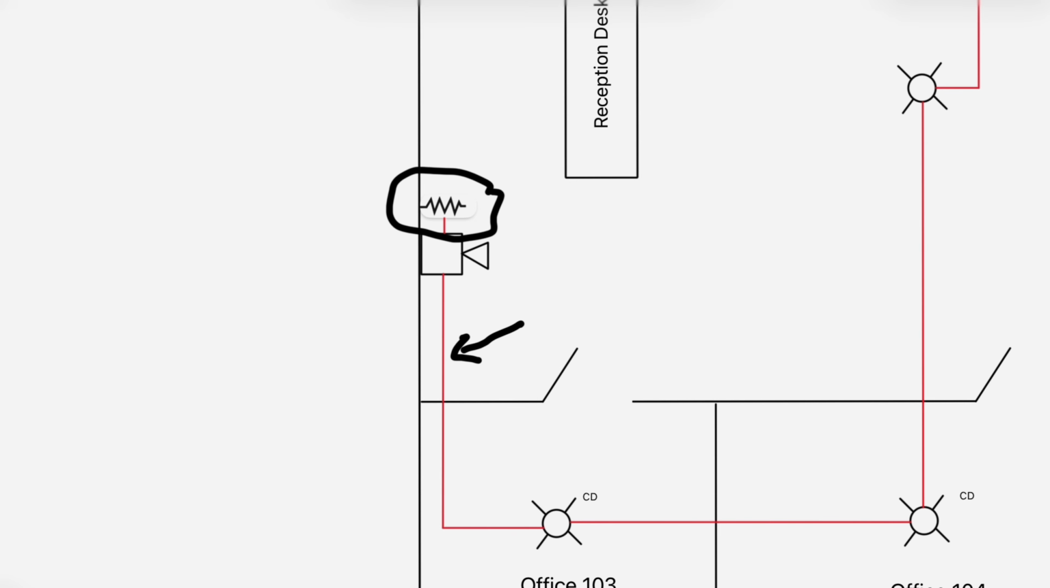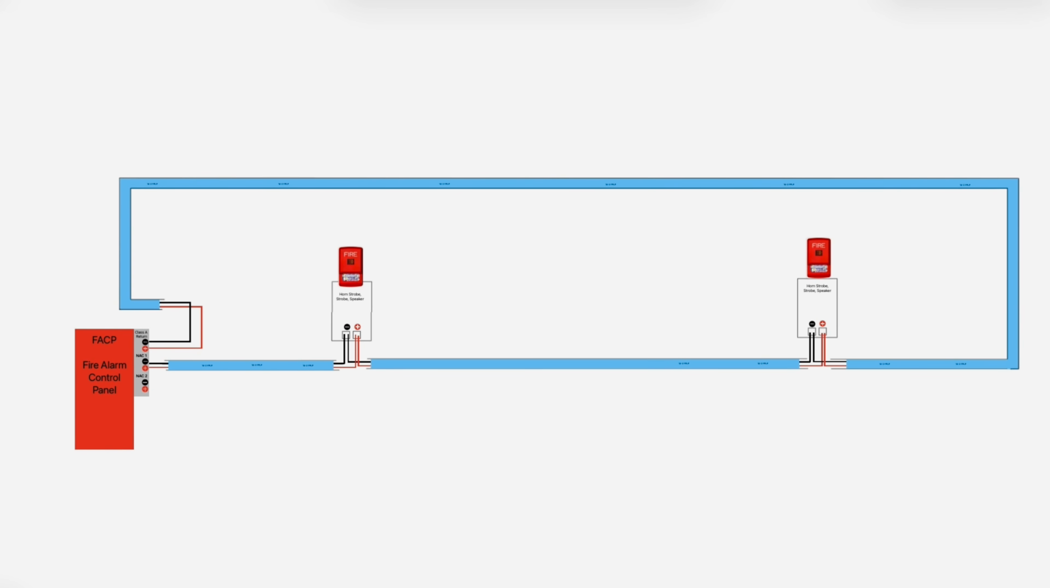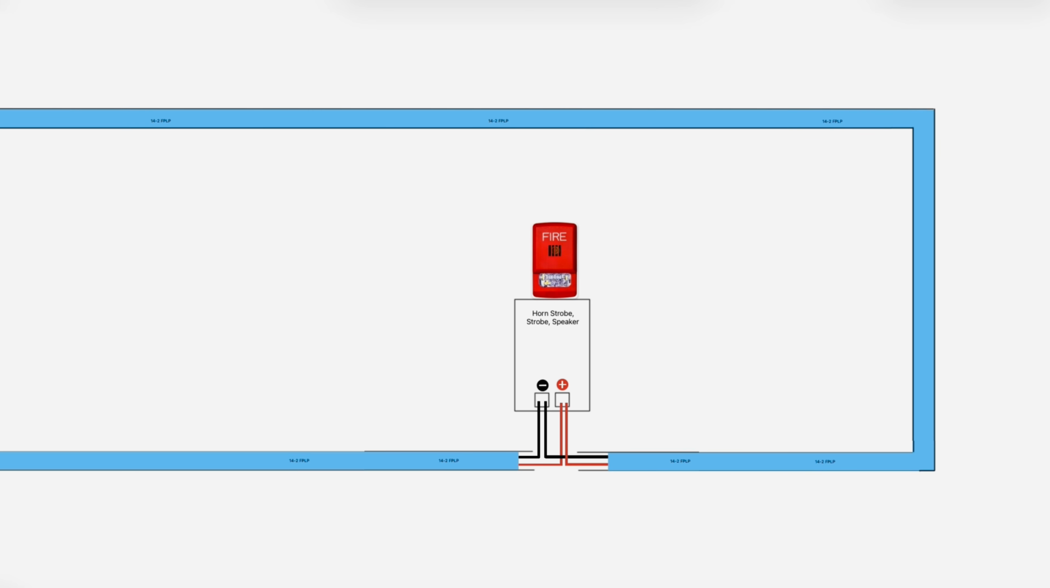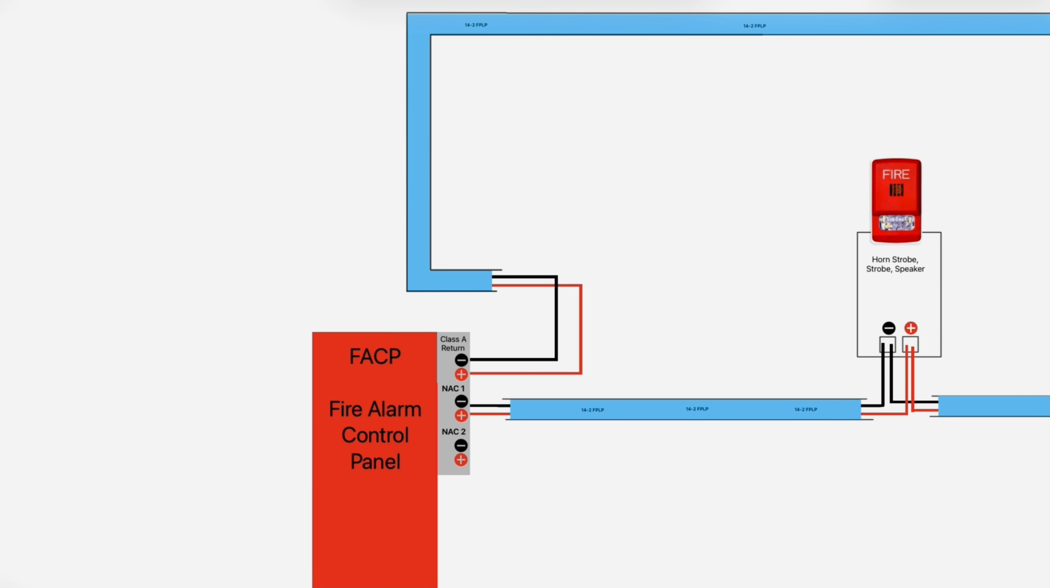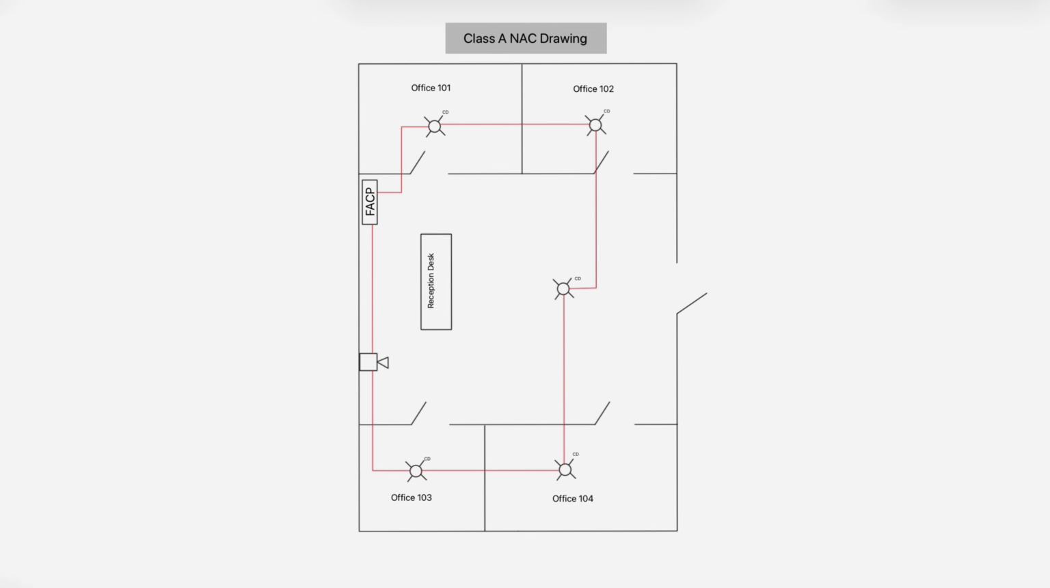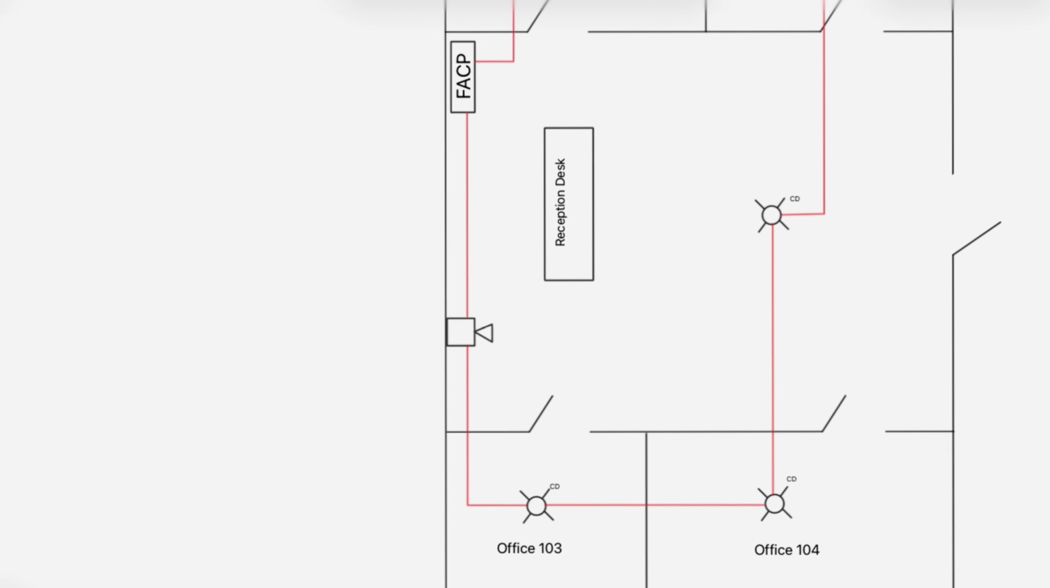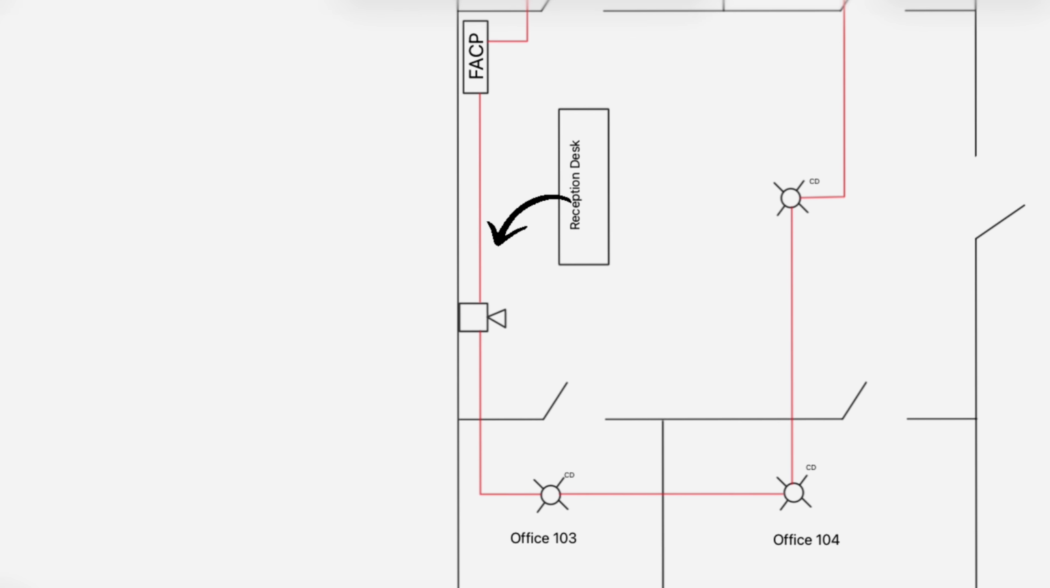However, NAC device wiring on a Class A circuit looks the exact same everywhere. Every NAC device has an incoming and outgoing cable. The last NAC device on a Class A circuit has its outgoing cable routed back to the panel. Here is what that would look like on a set of drawings. Out of the last NAC device, the cable goes back to the fire alarm control panel.